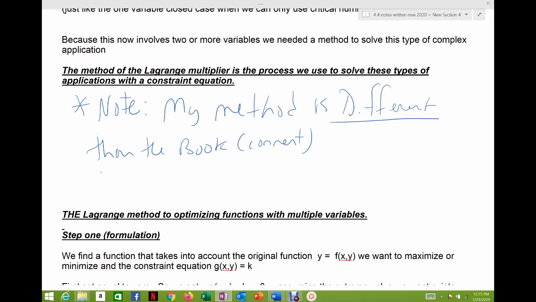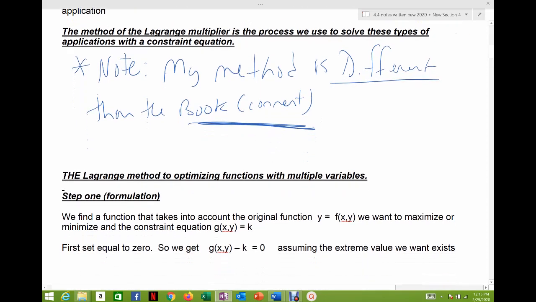Both methods are good. Actually, sometimes the book's method is a little easier if it's not a case where I can use a matrix. But 90% of our cases will be. So I'm going to stick to using my method. But just so you're aware of that, the book, again, does do something a little differently than I do.